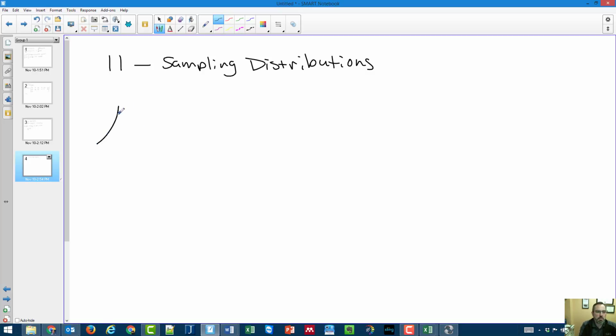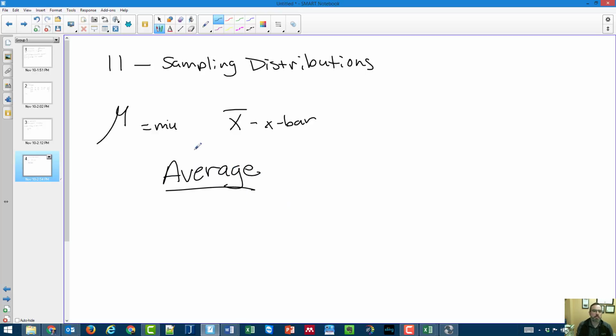difference between mu, the Greek letter, and x bar. Really the big difference, both of these things are talking about average, or mean in some cases, however you want to talk about it. But the difference is whether or not you're talking about the average of a population or the average of a sample. So keep in mind that here is a population.